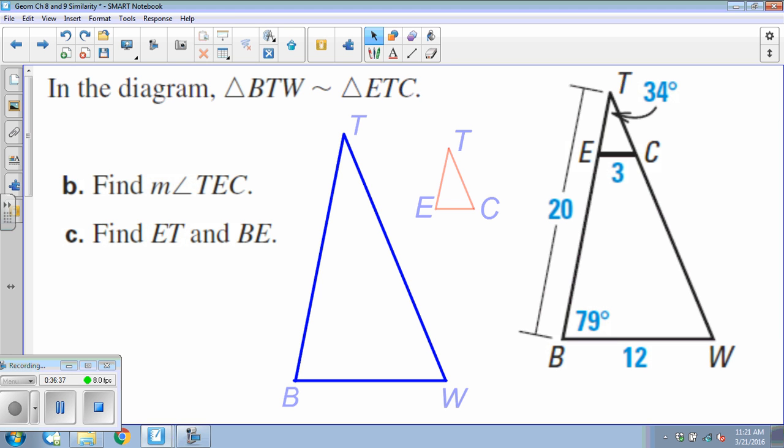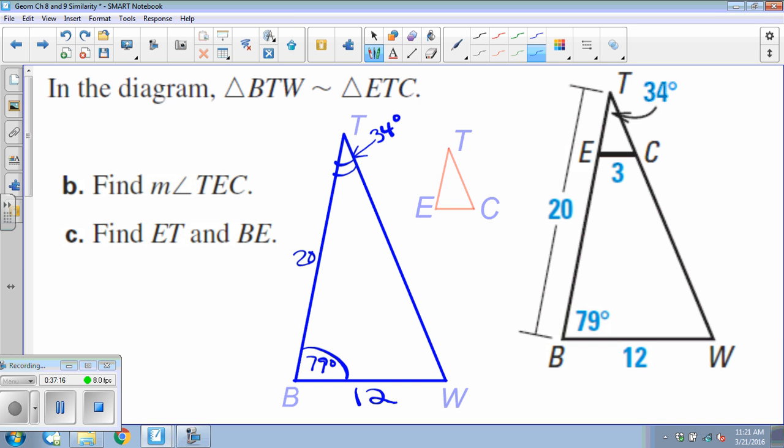And so if it makes it easier, draw the two separate triangles, then fill in the information that they gave us. Well, when I'm looking at the big triangle, from T to B is 20. BW is 12, right? This angle down here is 79. This is all given to us. That's 79 degrees. And this angle is 34 degrees. Okay? That's the information they gave us.